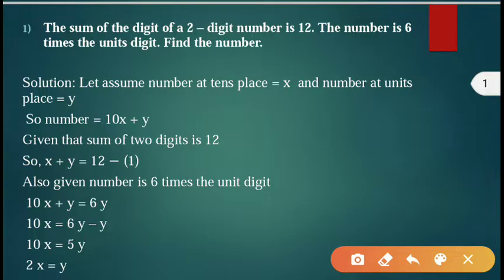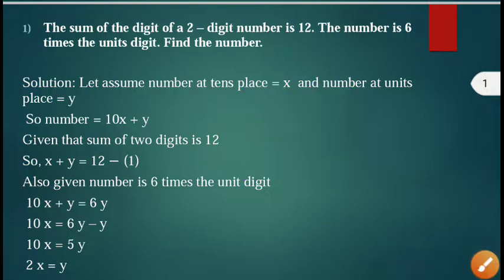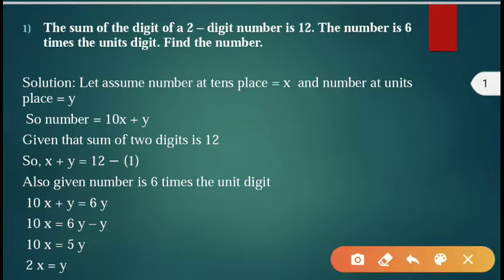First of all, let's assume 2 digits are there. So if 2 digits are there, 1 digit will be the unit digit, or at the place of ones, and this one is the place of tens. Okay, so let's assume the number at tens place is equal to x and the number at unit place, or ones, is equal to y. Clear? Now what will be the number? Unit place is y, so write y only, then plus, this is at the place of tens. Tens means we multiply it by 10, so 10x. So this will be the number.